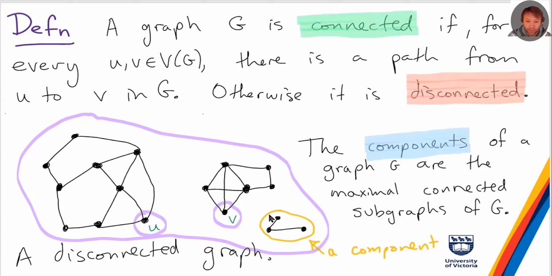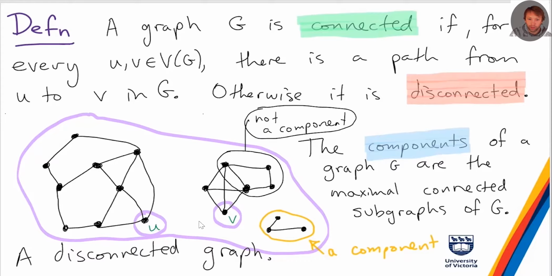So this thing I've circled in yellow here is a component, these three vertices, because it's a connected set of vertices and it's maximal. If I took these four vertices, for example, this is not a component because a component would have to contain all of the vertices that are connected to these ones. If I took all of this, then this would be a component.